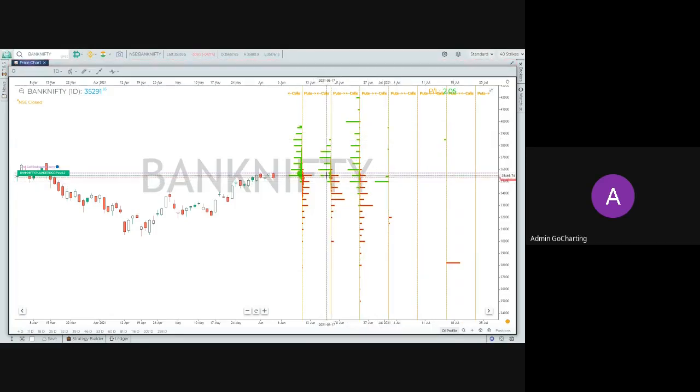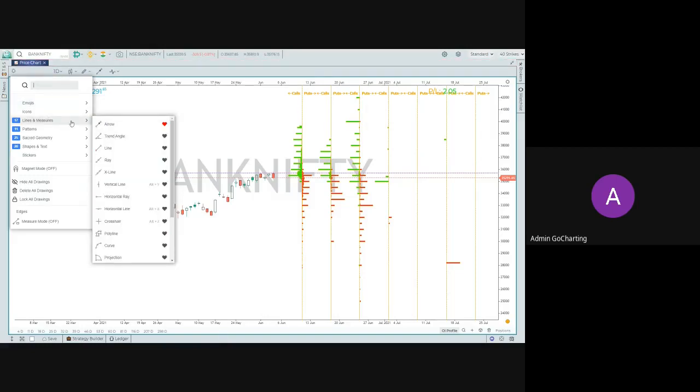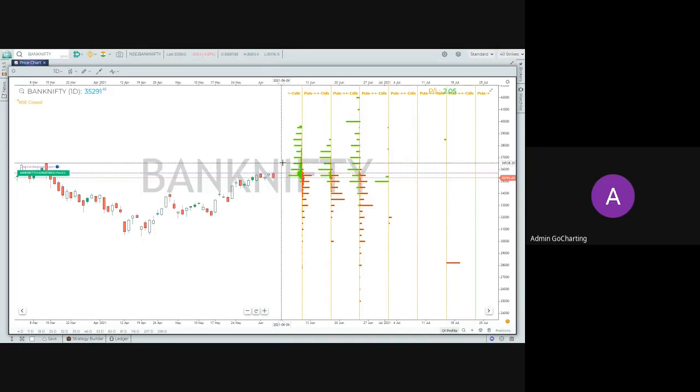Now you have the ability to combine the open interest across various series to see which are the areas of major resistance and support. So for example, now I can take my very important horizontal line and I can keep making these markers here, right?